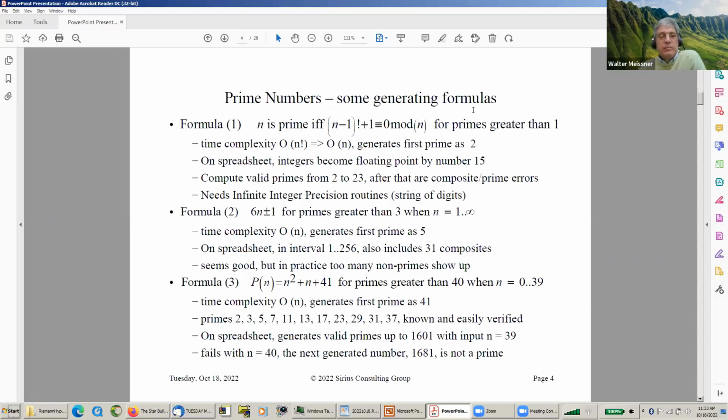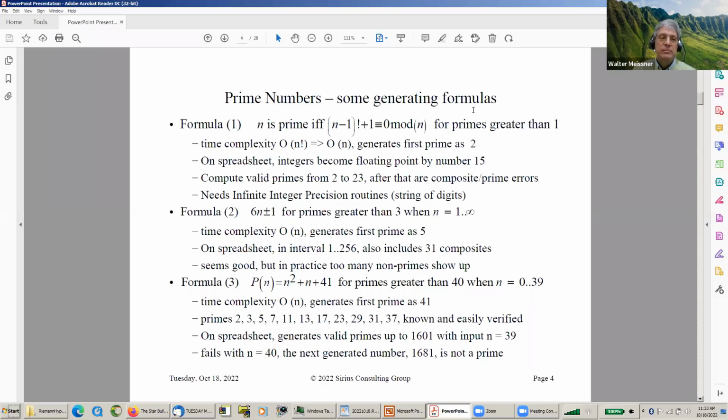Over the millennia, there have been several people that have generated formulas thinking they hit the jackpot by finding prime numbers. Formula 1 is Wilson's theorem. It says n is prime if and only if (n minus 1) factorial plus 1 is congruent to 0 mod n. So what that means is if you divide the left side by n and the remainder is 0, then it's prime.